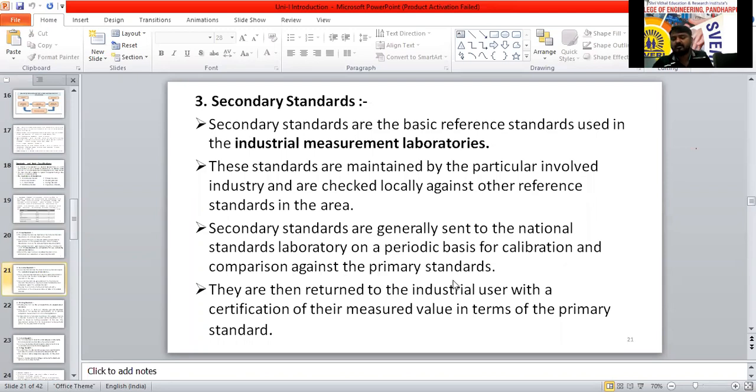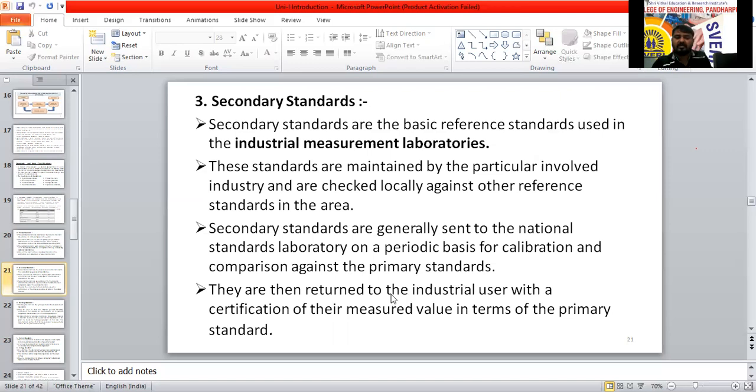For example, a printing machine: whether it is printing correctly or not, they will get the data from the national laboratory, or they are going to get calibrated by the tools over there. One more example I can give, I will tell that next.